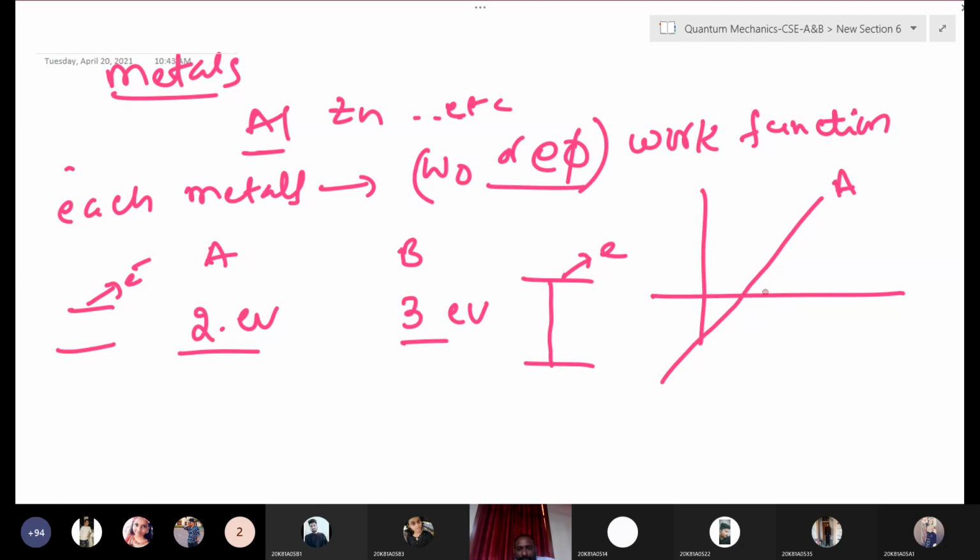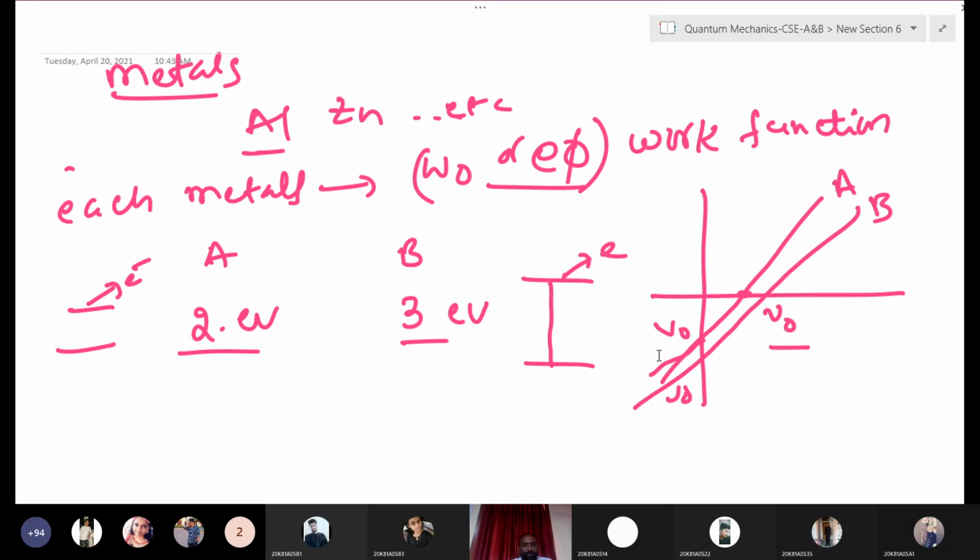Here the threshold frequency also changes, and the stopping potential also changes. That is the difference. If you take a different type of metal, you will see a different photocurrent, threshold frequency and stopping potential. That is the dependence on metals. Is it clear?